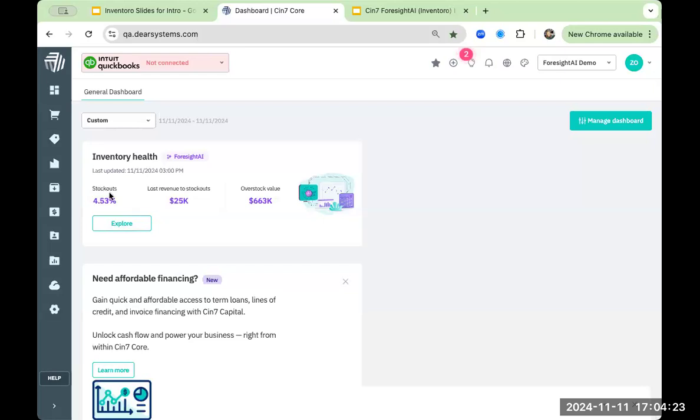Essentially, because we have these 4.5% of items stocked out, this is the lost revenue we're losing monthly from that. And then on the opposite side, we have our overstock value, which is over 600. In this demo environment, I'd say we're definitely more focused on solving the overstock problem. But as we start to use Foresight AI over time, we're actually going to solve for both of these. As this number goes down, this number goes down, which means more money in your pocket. This number going down also frees up capital for you. And we can get into this a little bit more.